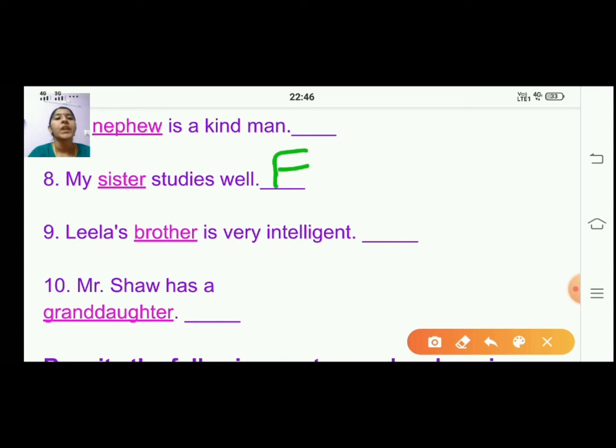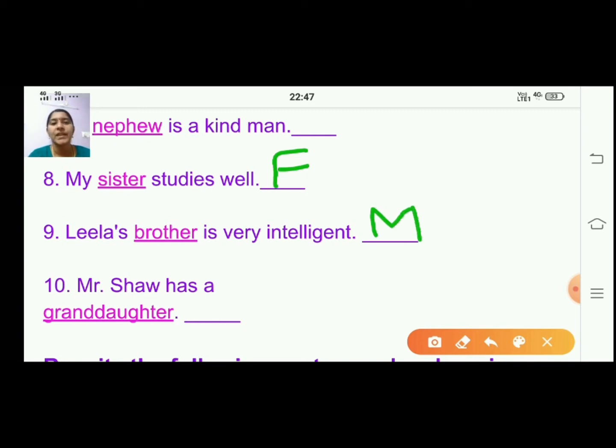Ninth one. Leela's brother is very intelligent. Leela's brother. You have to see the underlined word. Here I have highlighted with pink color. So Leela's brother is very intelligent. So brother, masculine. So M. Right.